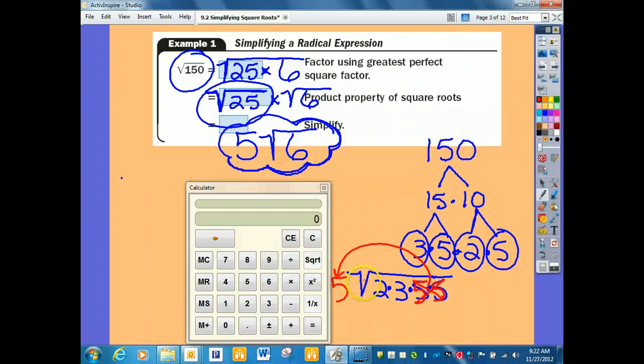I can't leave it 5 times the square root of 2 times 3. My final answer will be 5 times the square root of what? 6. We simplified. 2 times 3 is 6. See how we end up with the same answers either way we do it?